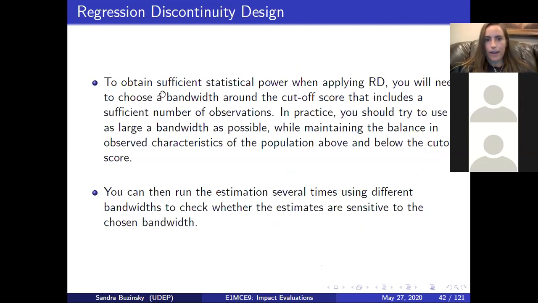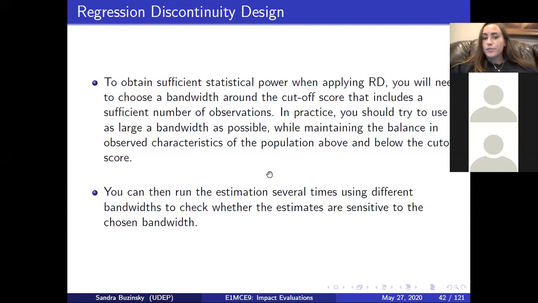Okay, so yeah, to obtain sufficient statistical power when applying your regression discontinuity, you will need to choose a bandwidth around the cutoff score that includes a sufficient amount of observations. In practice, we want to use as large of a bandwidth as possible while maintaining the balance in observed characteristics of the population above and below the cutoff, right? So we want them to be as similar as possible while including as much data as possible.